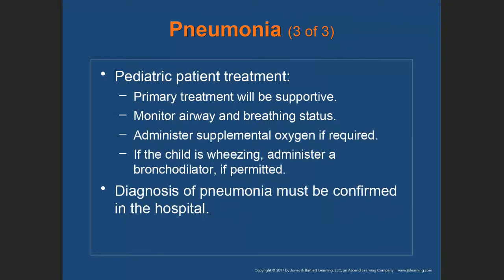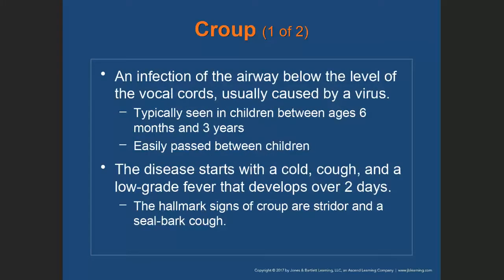Pediatric patient treatment for pneumonia. Primary treatment will be supportive. Pay attention to their airway and breathing. Give supplemental oxygen. Humidified oxygen will be beneficial once it's an infection or respiratory tract infection. If the child is wheezing, administer a bronchodilator if permitted, whether it's a metered dose or nebulization. Diagnosis of pneumonia must be confirmed in the hospital setting.